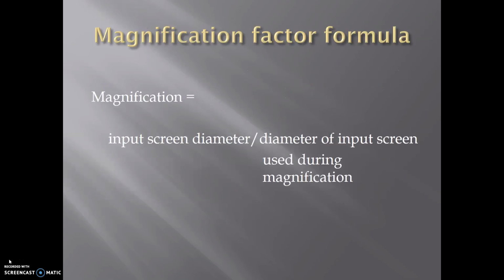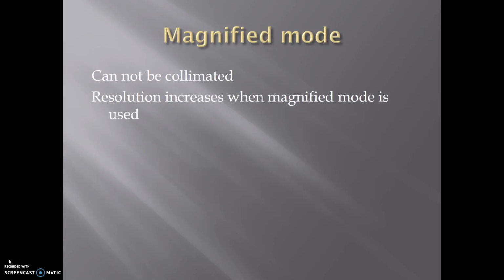The magnification factor formula is input screen diameter divided by the diameter of the input screen used during magnification. When using magnified mode, collimation is not activated. Resolution increases when magnified mode is used.